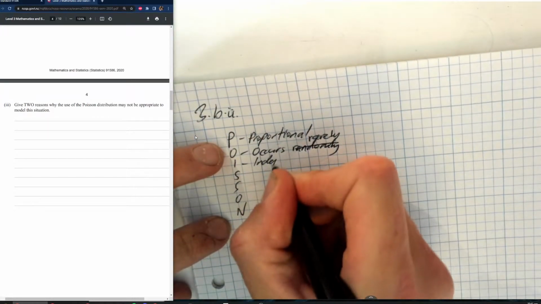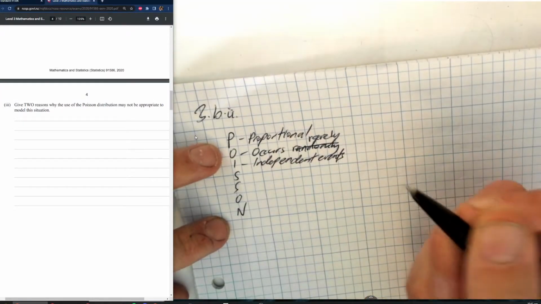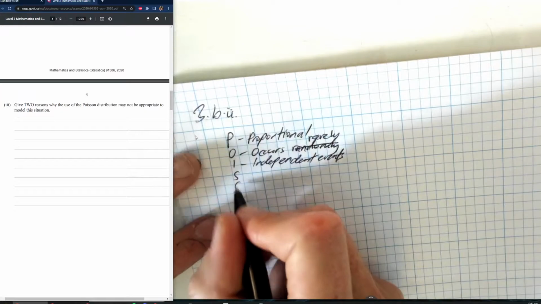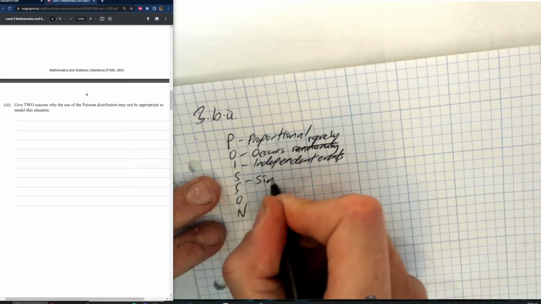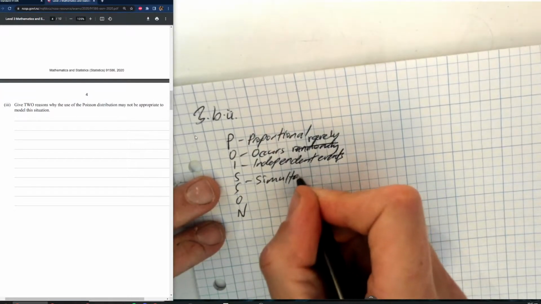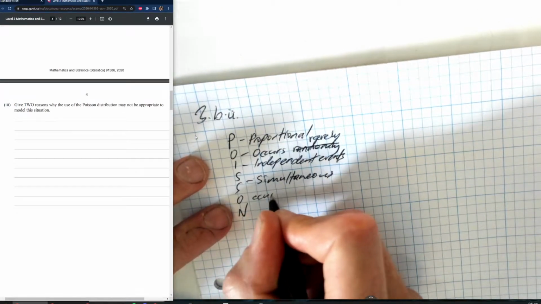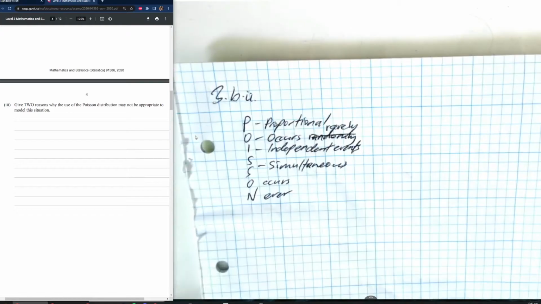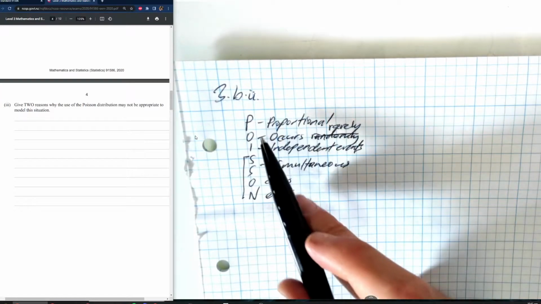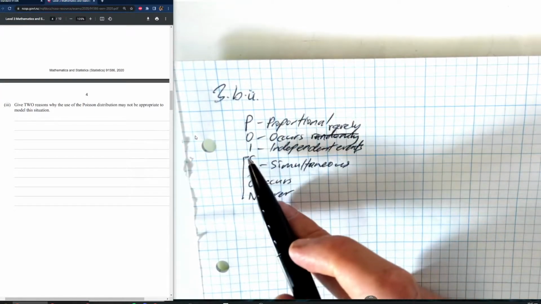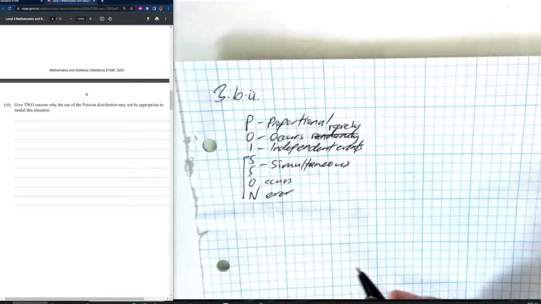The I is this independence. So events need to be independent of each other. Then the S's are simultaneous. So I'm going to put simultaneous, and I use all of these other letters as well. Simultaneous occurs never. So I do all of these ones together. This is how I remember Poisson. It's proportional, it occurs rarely or randomly, I is independent events, and simultaneous occurs never.